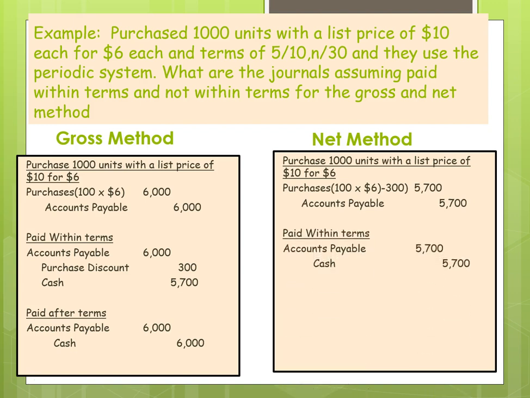And if it's paid within terms, we're just going to book the accounts payable and the cash. If it's paid outside of terms, we're going to book interest expense of $300. So that's the difference between the two methods when we buy.